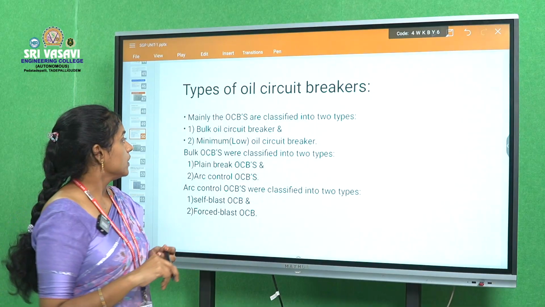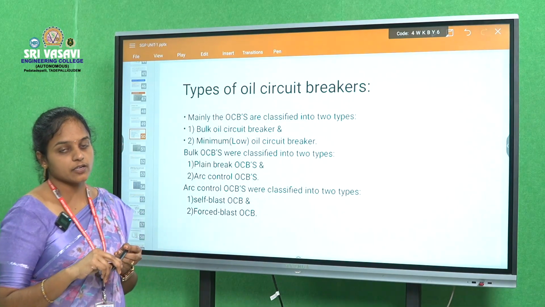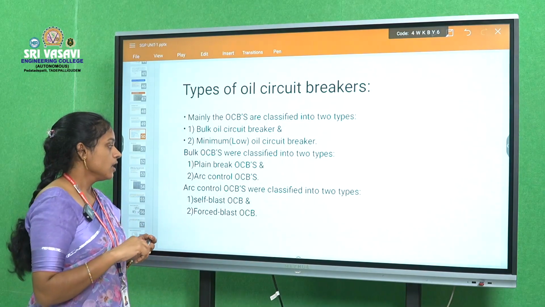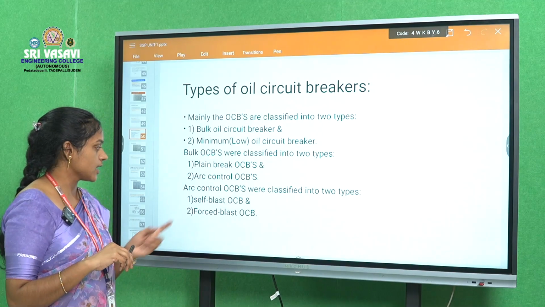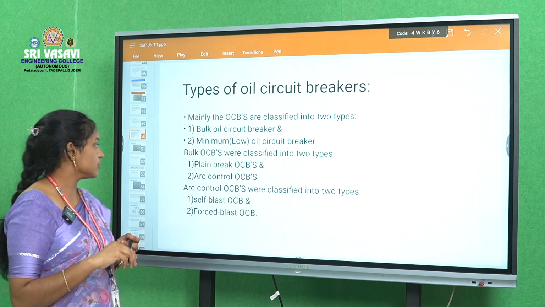In oil circuit breakers there are some classifications. One is the bulk oil circuit breaker and the other is the minimum oil circuit breaker. The bulk oil circuit breaker is again classified into two types: plain break oil circuit breaker and arc control circuit breaker. Arc control circuit breakers are again classified into two types: self blast circuit breaker and force blast circuit breaker.